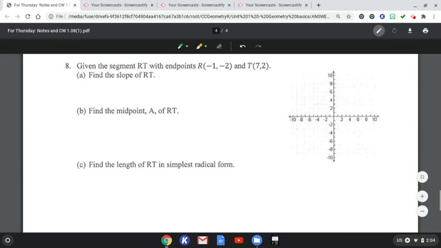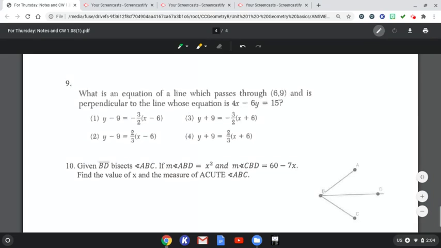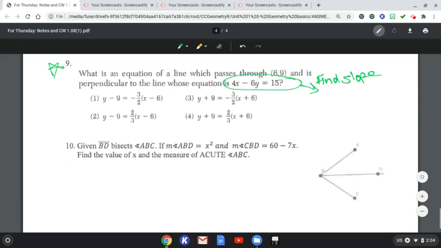A couple other things. Slope, midpoint, and length, remember, is the same as distance. So that's from Notes 1.07. And last but not least, try number 9 on your own. You're going to need to find your slope from this equation. And then the substitutions should make some sense from there.